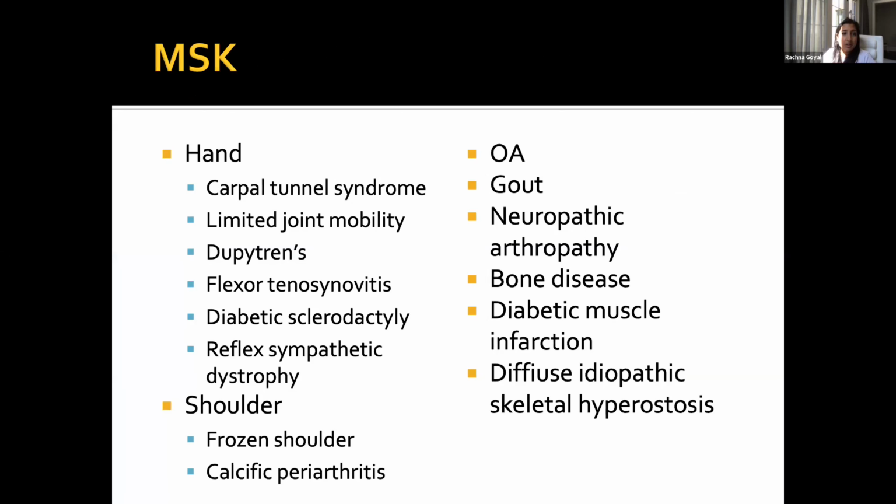So now let's talk a little bit about some of the other complications of diabetes, like musculoskeletal complications. These patients are at a higher risk for things like carpal tunnel syndrome, Dupuytren's. They can get frozen shoulder, OA, gout. They can get muscle infarctions. I actually had a patient who initially presented with type 1 diabetes after having a muscle infarction. So, things to just keep in the back of your mind.